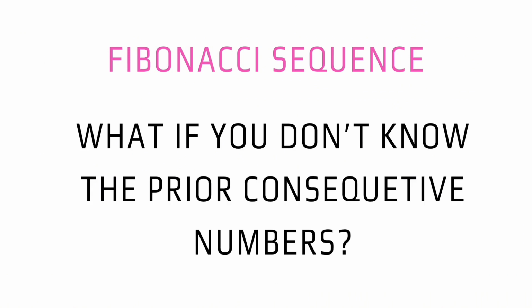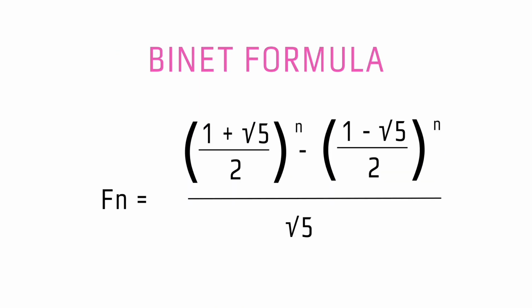But what if you don't know the prior consecutive numbers? How would you determine the Fibonacci number? We would use the Binet formula, where f of n is equal to the quantity of (1 plus square root of 5) over 2 raised to n, minus the quantity of (1 minus square root of 5) over 2 raised to n, all over square root of 5.